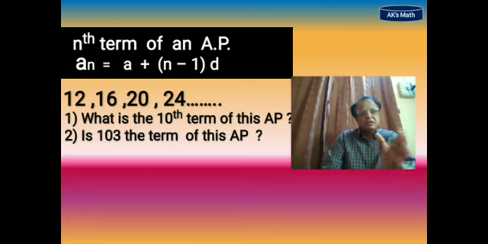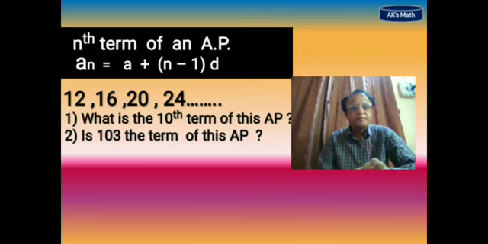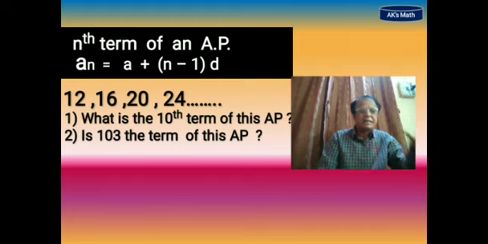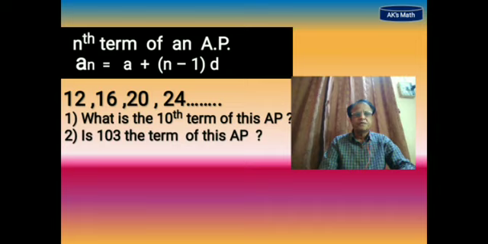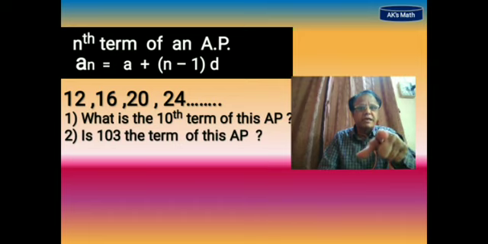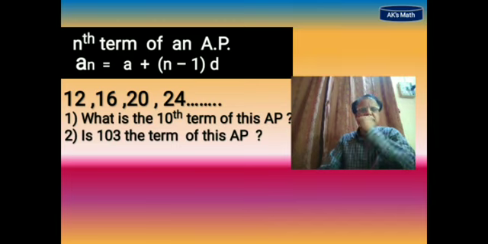Is 103 a term of this AP? This 12, 16, 20, 24 keeps increasing, so does the number 103 come in it or not, we have to find out. So what we have to do, this 103 we have to take as an, and the remaining values are the same. A is equal to 12, D is equal to 4. Then what to find? We have to find the value of n.